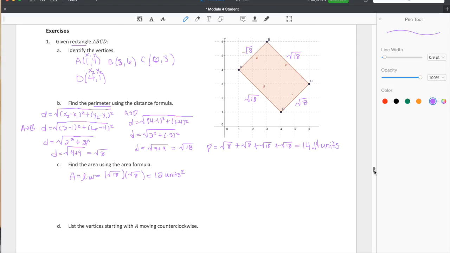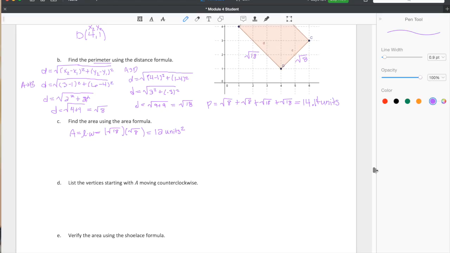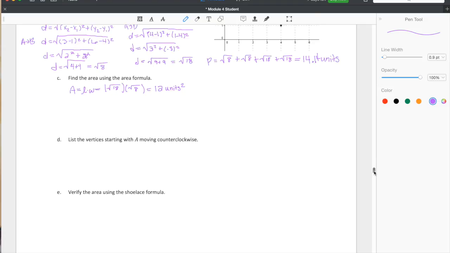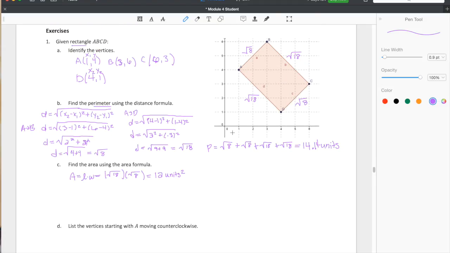All right. So we just calculated the perimeter using the distance formula, and we used those calculations to find our area. Now, let's, for the first time, introduce this shoelace method. So to do the shoelace method, the first thing you have to do is list all of your vertices, starting with A and moving counterclockwise. It is important that you put them in the right order, as we will see later.